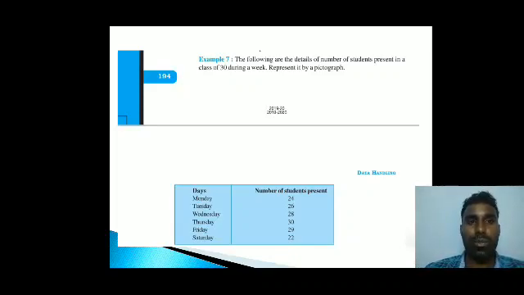So what is the data? First you have to see the days. The number of students present on Monday 24, Tuesday 26, Wednesday 28, Thursday 30, Friday 29, Saturday 22. So here, instead of writing those numbers, we are going to plot one picture or drawing. Any drawing we can use.